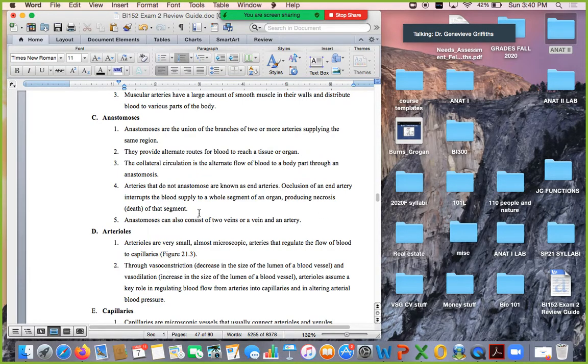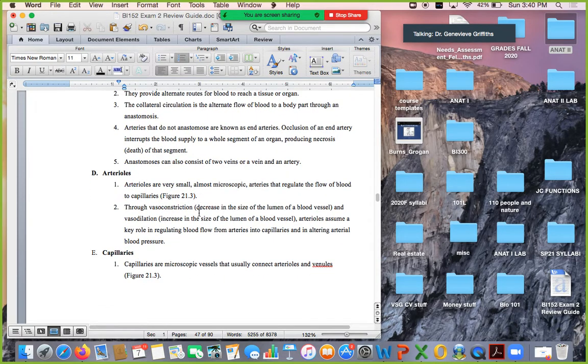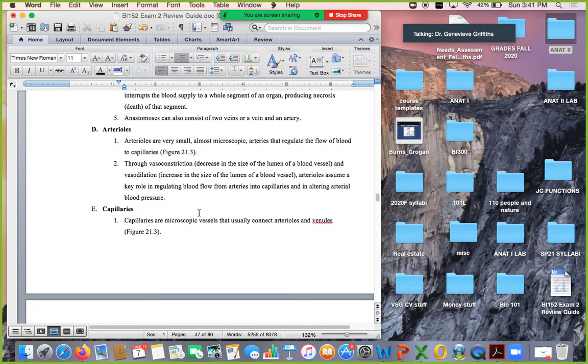So anastomoses are just going to be junctions of the vasculature. Now, arterioles are smaller arteries. They're almost microscopic. These are going to regulate blood flow to the capillaries. They do that through vasoconstriction and vasodilation, so constriction and dilation of the blood vessels, which allows for more or less blood flow. And that allows them to have a pretty major role in regulation of blood flow from arteries into capillaries, which also is going to help alter the arterial blood pressure.